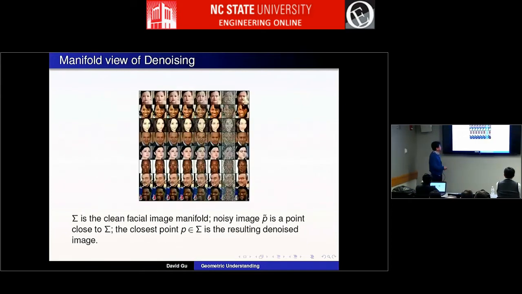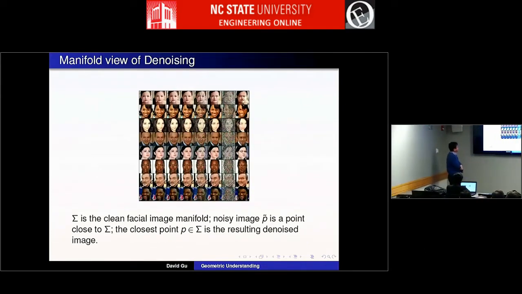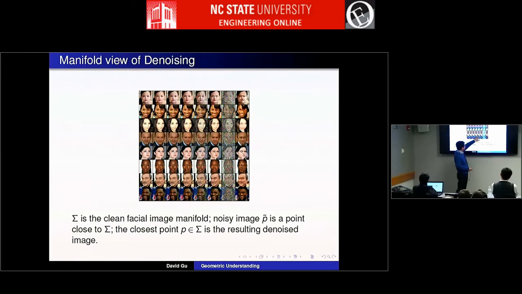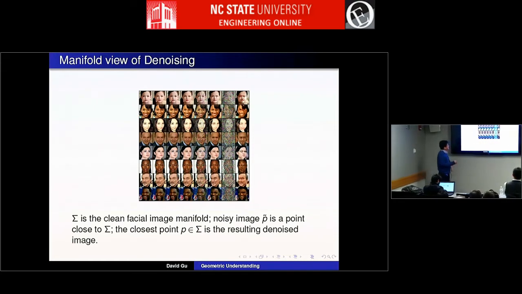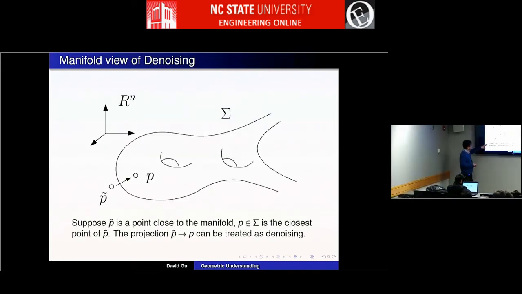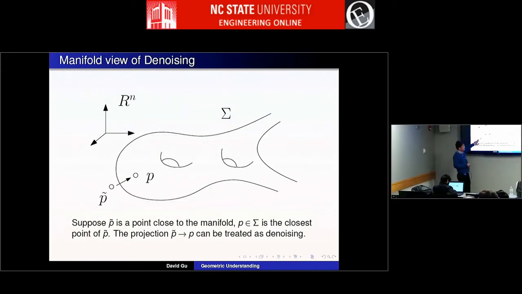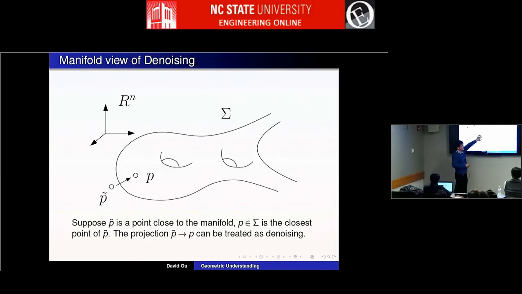Here we show some examples. We use clean human facial photos to train the manifold, and then we have some noisy human face images. After projection, we get clean images. But this method heavily depends on the content of the image. Suppose we have a noisy human face image, but we have a cat face manifold.